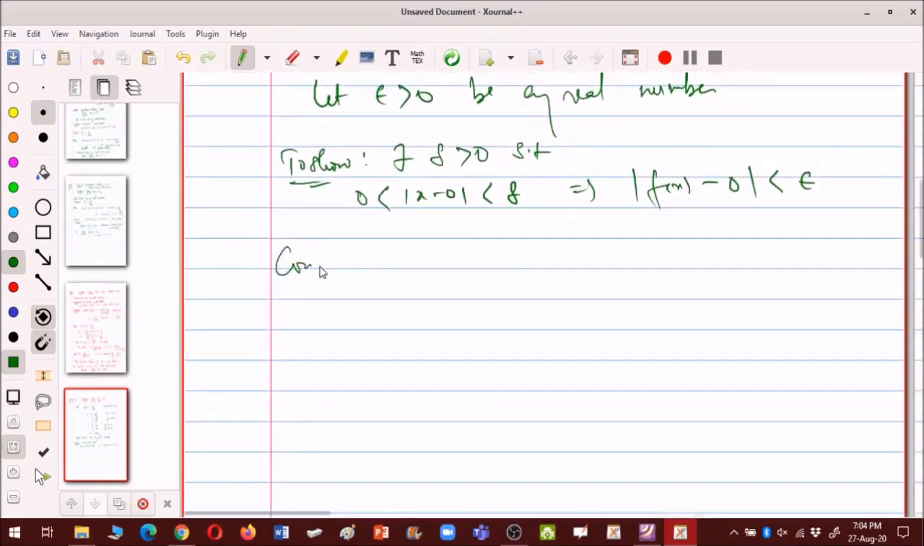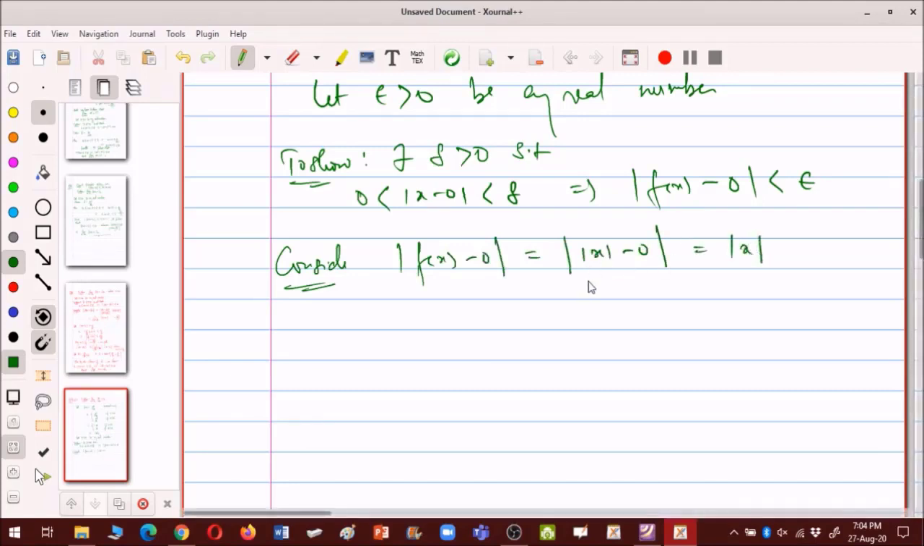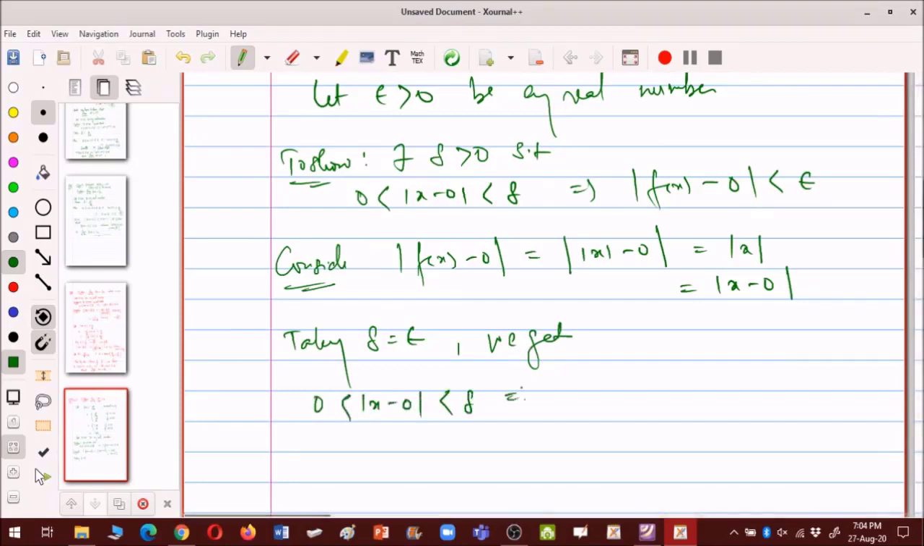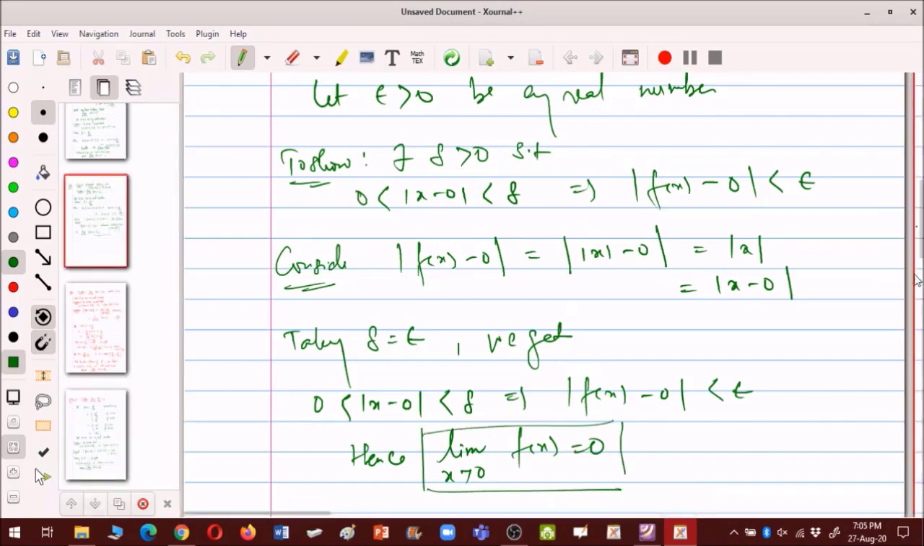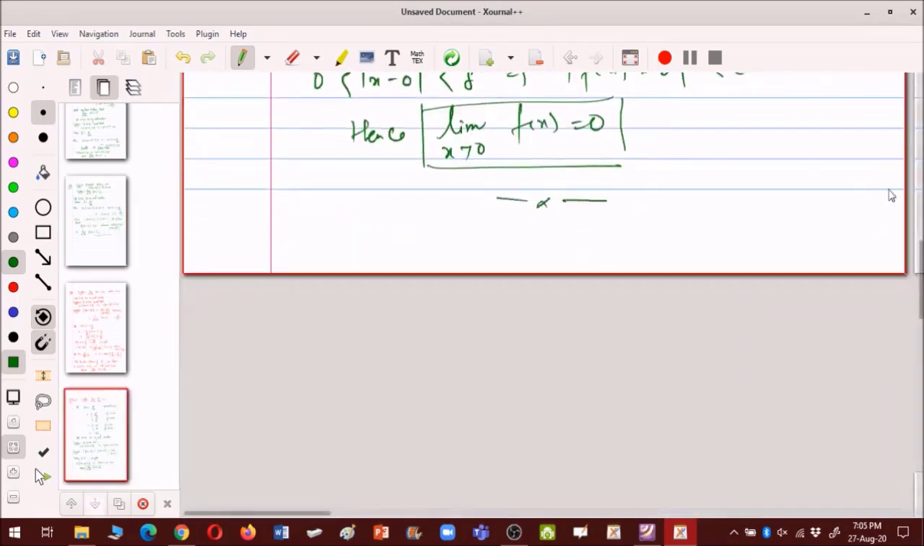So consider |f(x) - 0|, which is nothing but |x - 0|, and this is nothing but |x|, and this can be written as |x - 0|. So taking delta equal to epsilon, we get 0 < |x - 0| < delta implies |f(x) - 0| < epsilon. So hence limit x tends to 0, f(x) is equal to 0 by definition of limit. So this is the C part of question number 9.